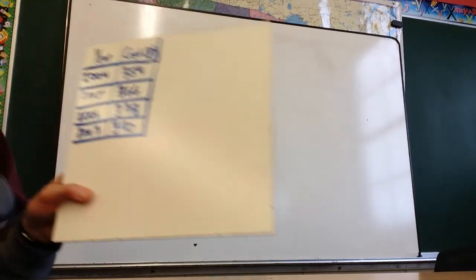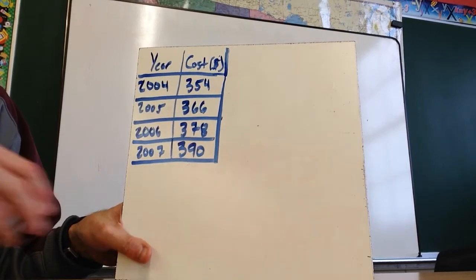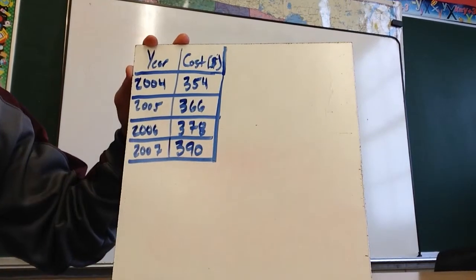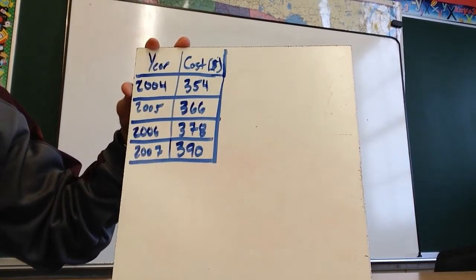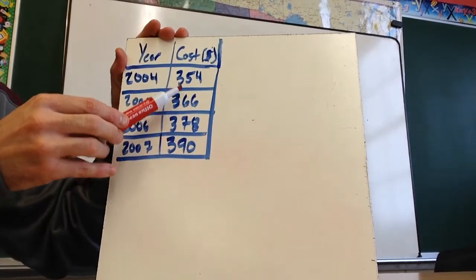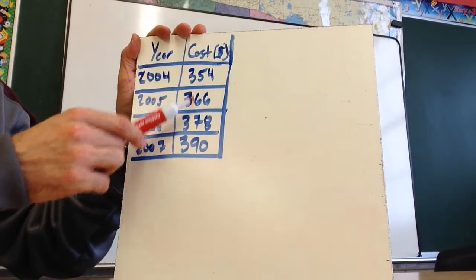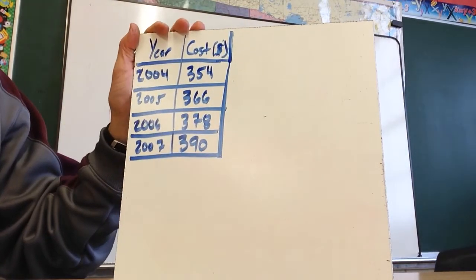All right, now one last problem. We want to write an equation to describe this scenario. And so in the book, this is the table they give you, and the scenario they talk about is that these are the years, and this is the cost of a domestic flight in the United States. So you can see that the cost of the domestic flight is rising.